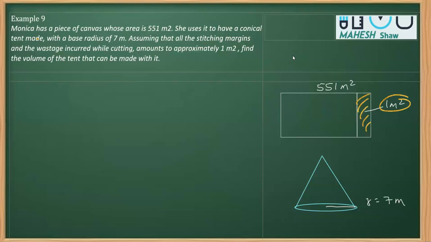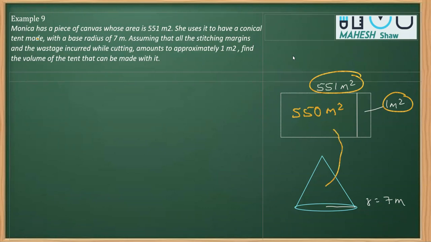That means we can conclude that the effective cloth material which is used has to be this minus this. That means 551 minus 1 meter square. That means 550 meter square. Only this much cloth is used in making this tent.